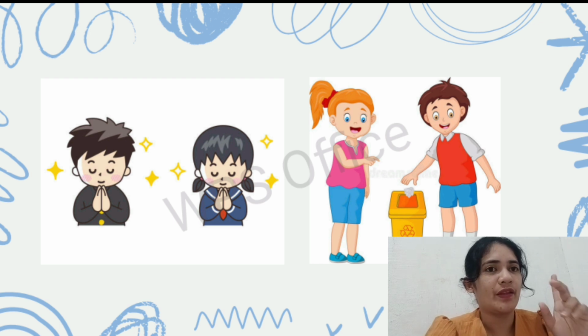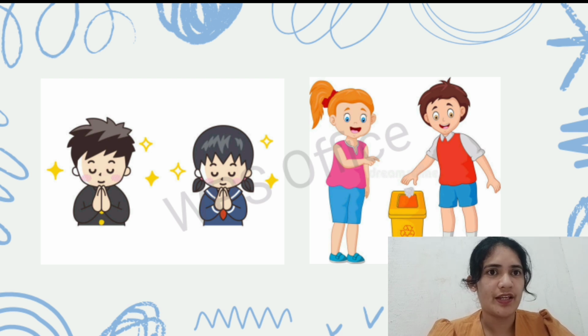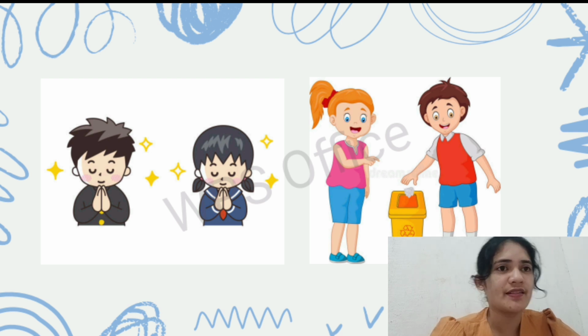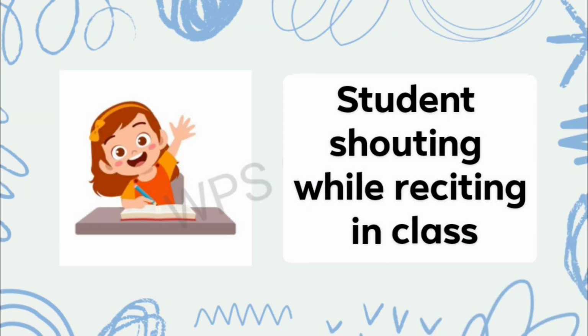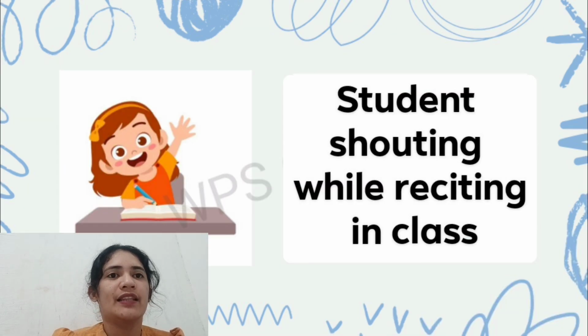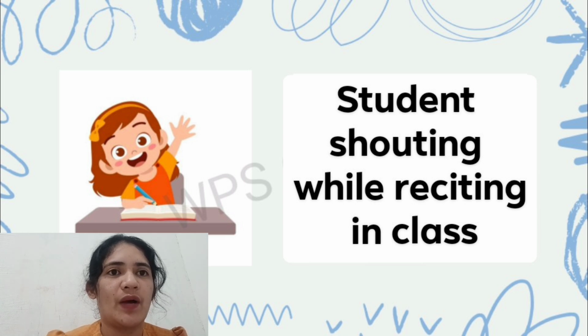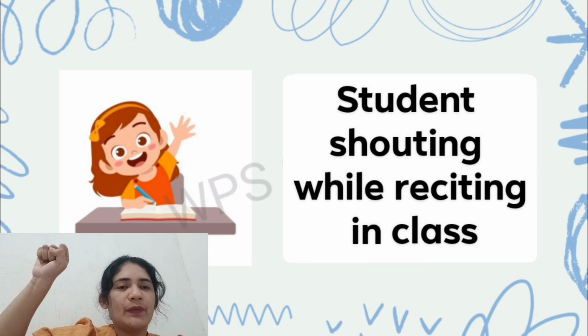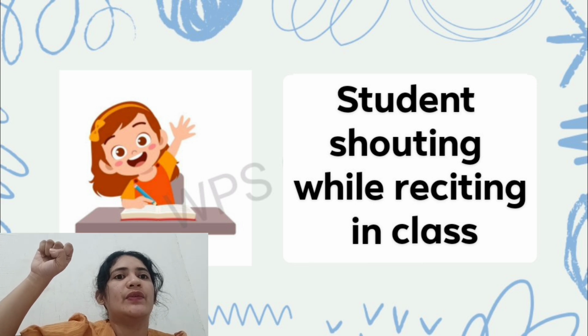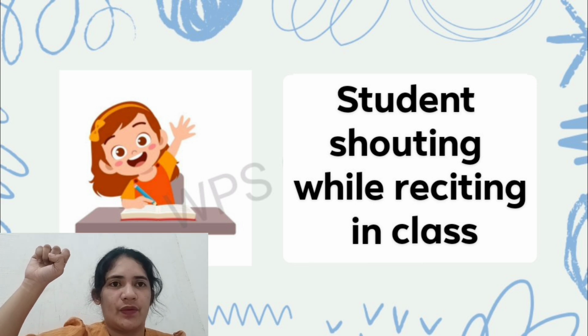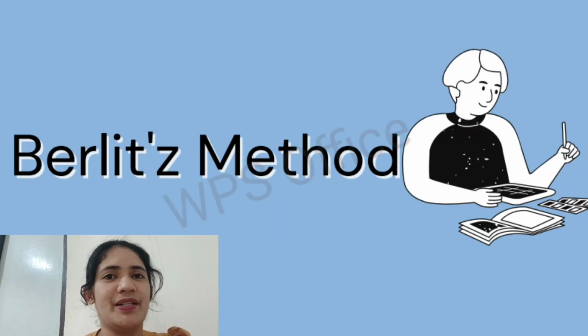Another example is throwing trash. Okay, class, please pick up the pieces of paper under your chairs. Some will throw it in the trash can and some will just keep it in their bags. So here is the last example of the TPR method: when the students are shouting during the class recitation. So I did this, and then they will keep their mouths shut, but still they will raise their hand and answer the question. The second method is the Berlitz method.